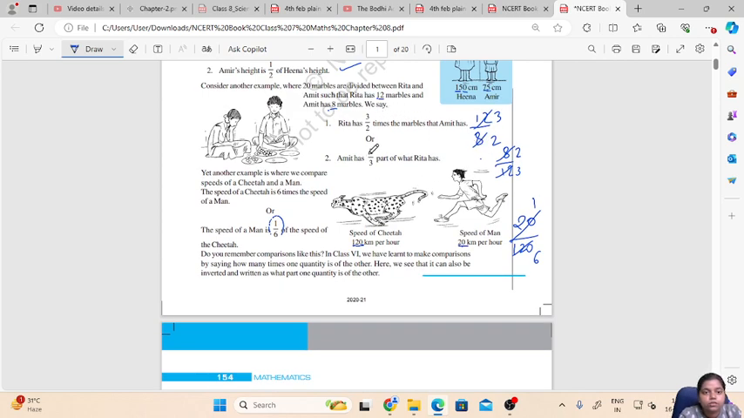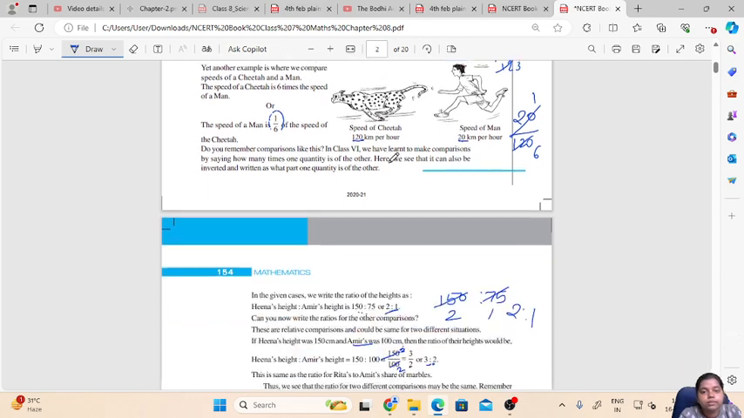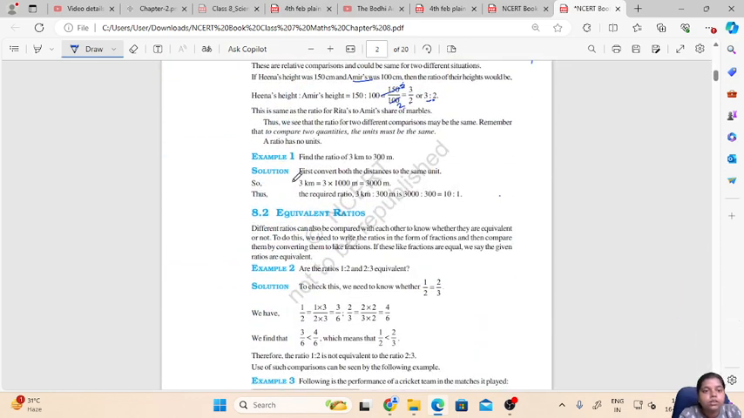Yeah, here also we got 3 is to 2. Okay, so we'll solve one example. Find the ratio of 3 kilometer to 300 meter. So if we want to find out the ratio of these, then first we need to convert the distance into the same unit, either into kilometer or into meter. So we'll now convert this kilometer to meter.